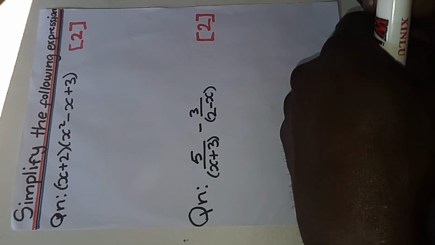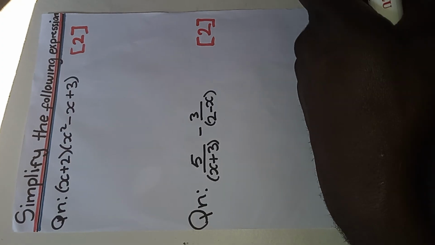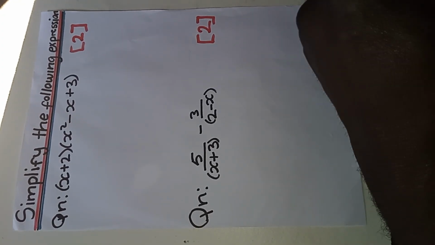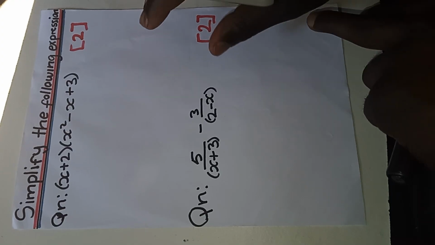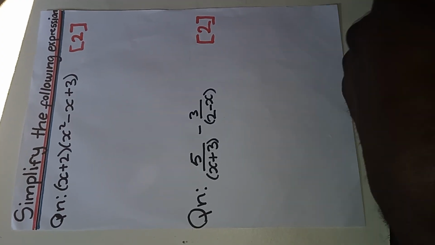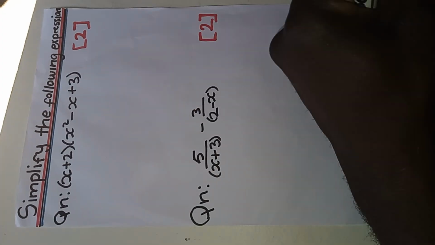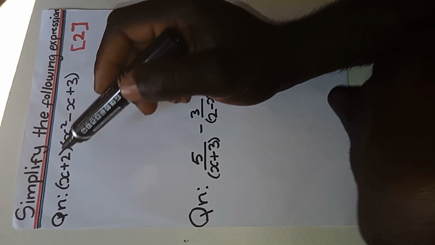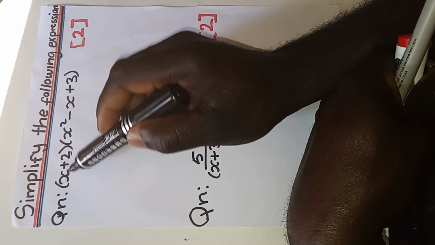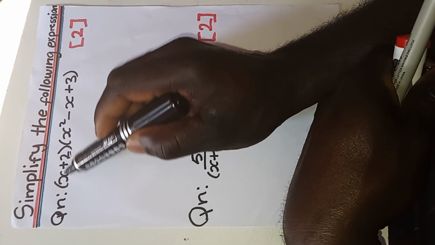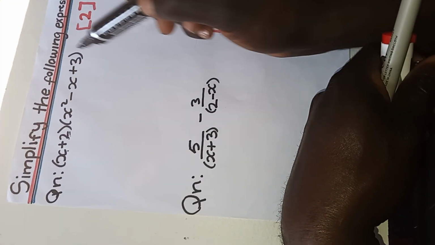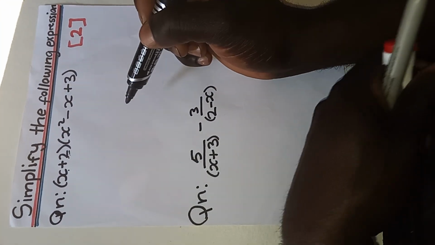So when you come across these algebraic expressions and you are asked to simplify them, the first thing, in the first one, is that we want to remove the brackets. To remove the brackets, each term in the first bracket, like this x and this +2, must multiply each term in the next bracket. What am I saying there?